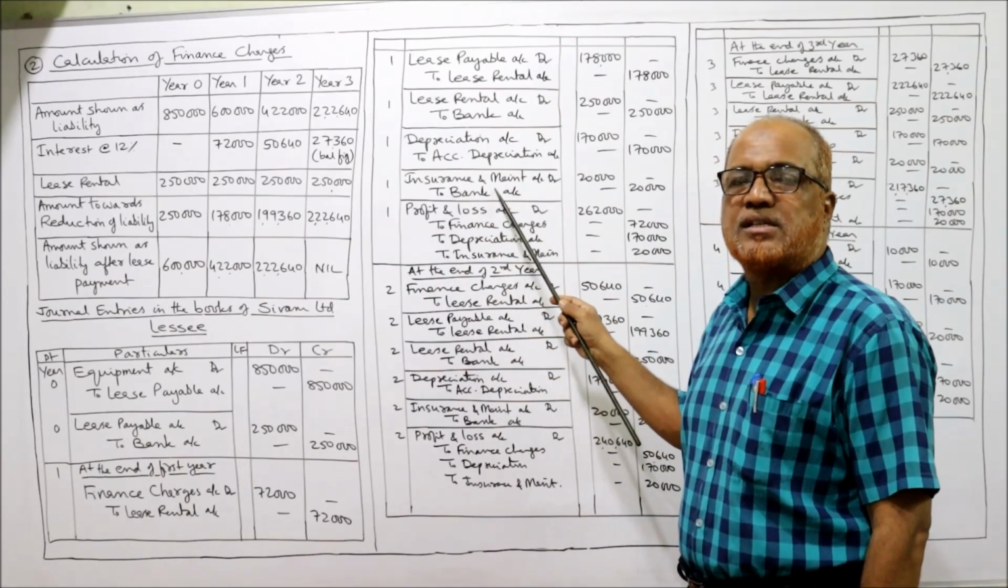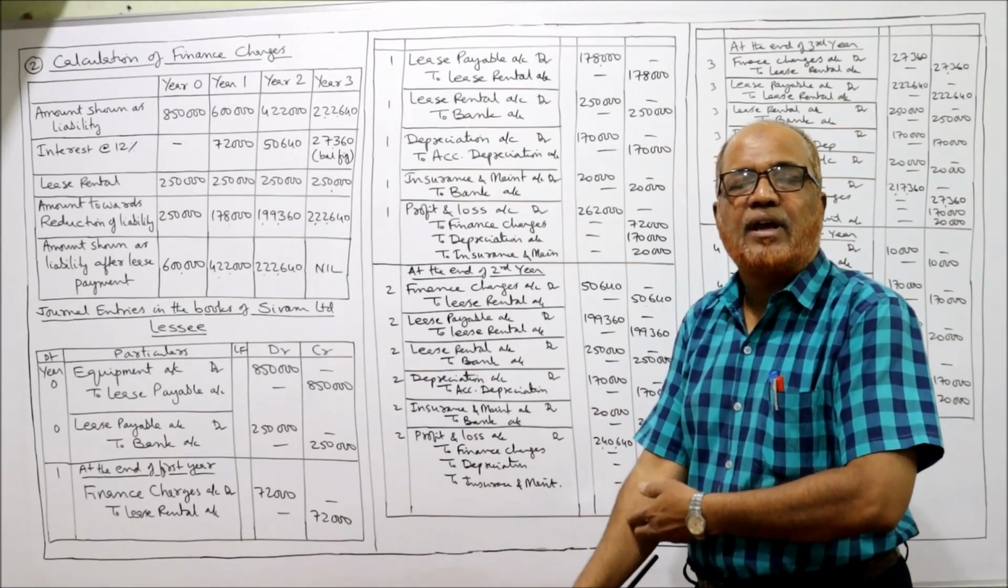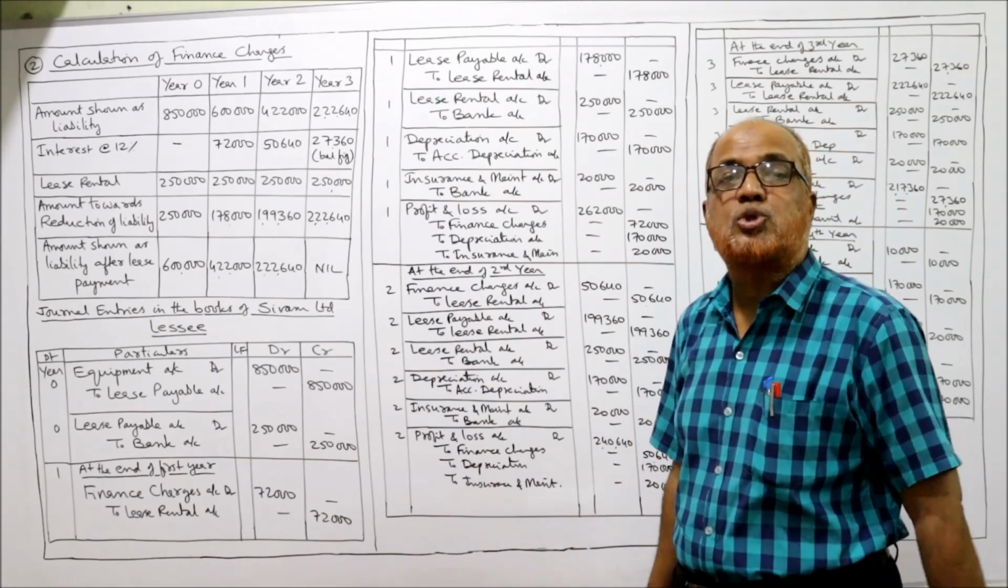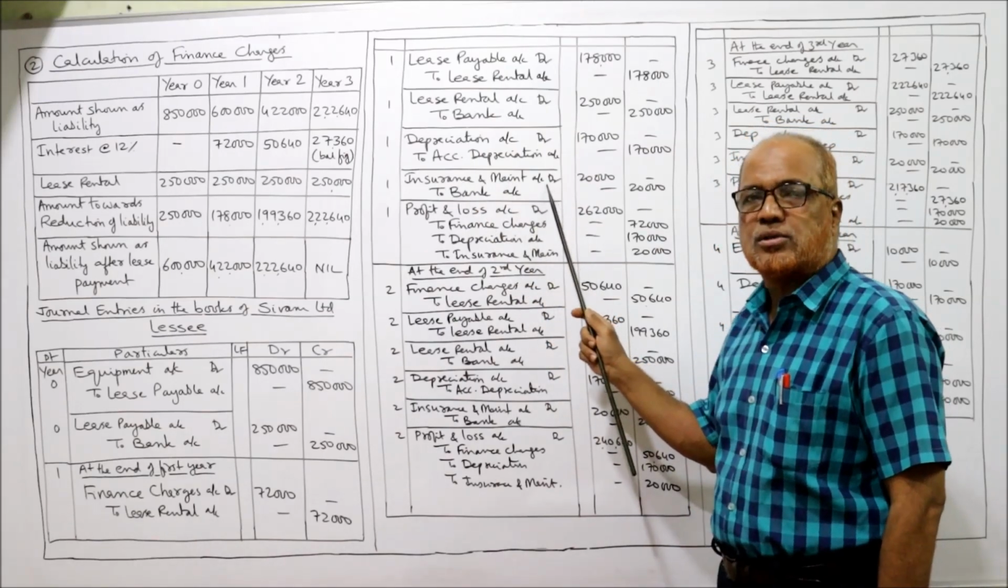Next entry will be insurance and maintenance account debit to bank. It is given in the problem that every year insurance and maintenance of rupees 20,000 will be paid. So insurance and maintenance to bank 20,000.